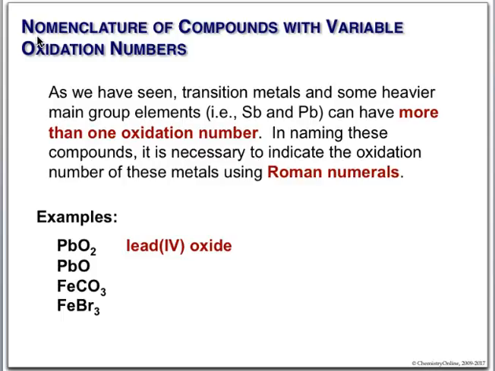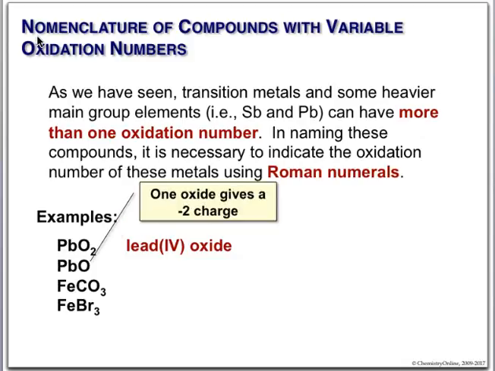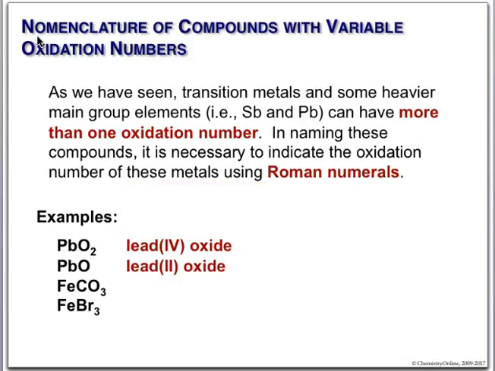There's a tutorial that deals with this. If you put a space in, you get it wrong. Okay? Lead 4 oxide. This oxygen is -2. That means the lead must be +2. So we would write lead 2 oxide.